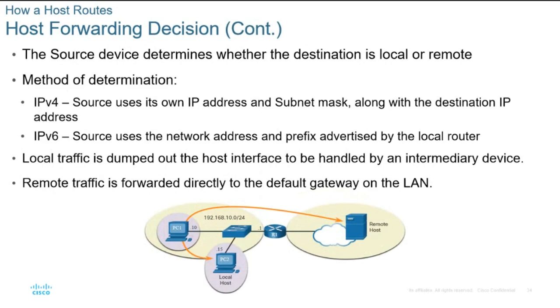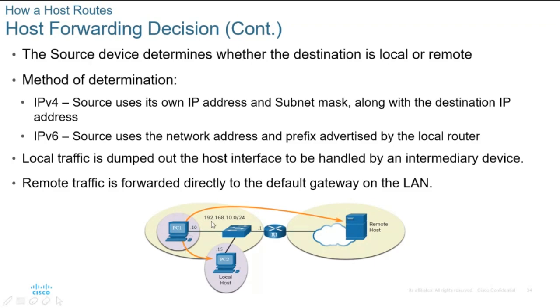Okay, so the source device determines whether the destination is local or remote. The method of determination: for IPv4, the source uses its own IP address and subnet mask along with the destination IP address. For IPv6, the source uses the network address and prefix advertised by the local router. So in IPv4, it has an IP address and subnet mask.